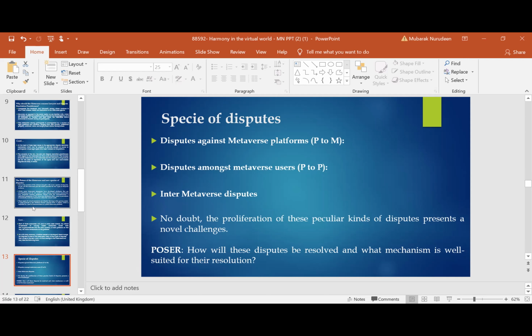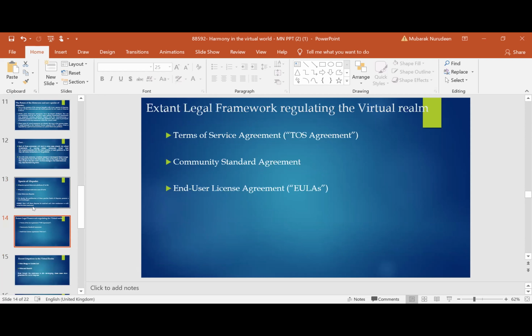And what mechanism is well suited for the resolution of these particular kinds of disputes? Now, the point here is that at the moment, the metaverse space is not completely ungoverned. We have certain frameworks that govern the activity or regulate the interaction within the metaverse space. Some of those legal frameworks are the TOS agreement, that is the Terms of Service Agreement, the Community Standard Agreement, and of course the EULA, the End User License Agreement. All these are frameworks that currently regulate the interactions within the metaverse space.